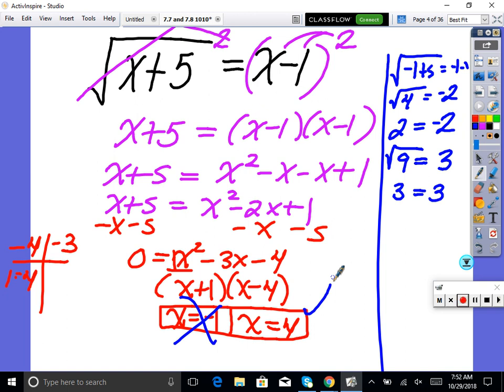We got to check for extraneous solutions. Yes. It's a solution that you get, but you have to throw it out in the end because when you check it, it doesn't work. We check negative 1, it doesn't work, so we throw it out. It's not really a solution. It looked like it was going to be a solution, but when we plug it back in, it's not.